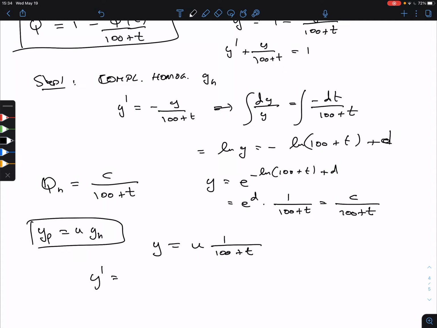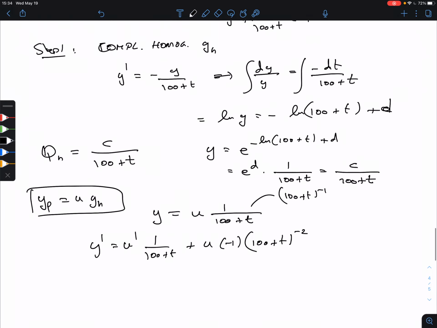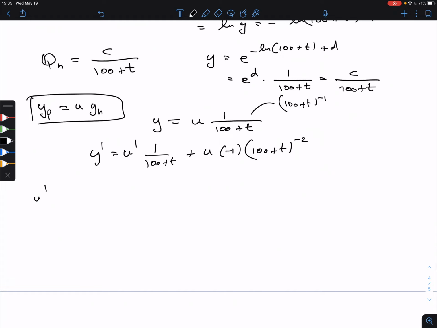I have to take the derivative of this thing, that is quotient rule. I don't like quotient rule, I'm doing the product rule. So u prime times 1 over 100 plus t, plus copy u, take the derivative of that guy, which is just 100 plus t to the power negative 1, right? So that is negative 1 times 100 plus t to the power negative 2. So let's now plug this into our differential equation here. So y prime is this guy, u prime over 100 plus t, minus u over 100 plus t squared.